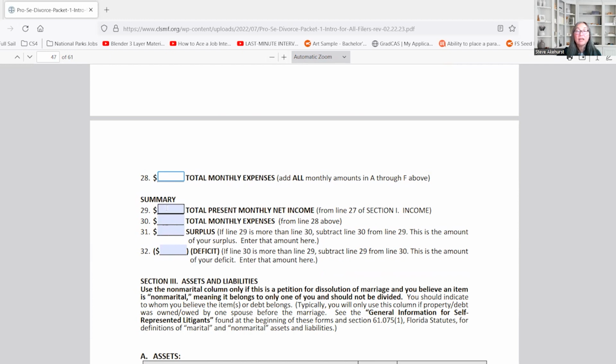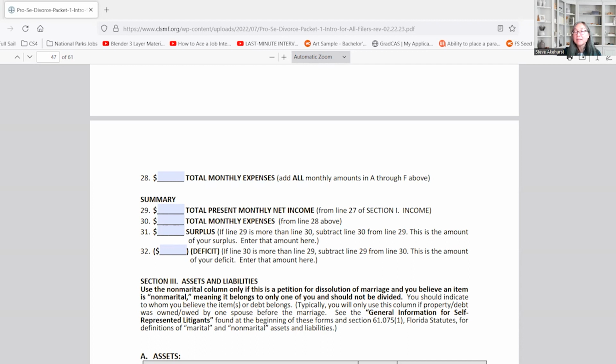So you had your net income from line 27, then your expenses. You deduct your expenses from your income, and then you'll either have a surplus. If you have money left over, it's a surplus. If you owe money afterwards, then it's a deficit. Again, the judge doesn't care how little money you have or how much money you have, but you have to tell the truth. So you want to let the judge know about that.